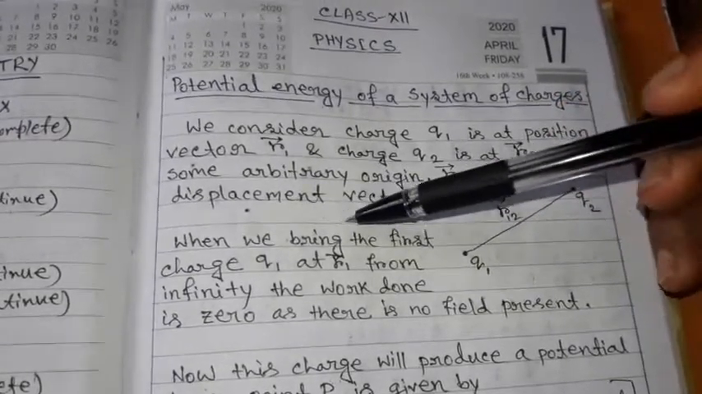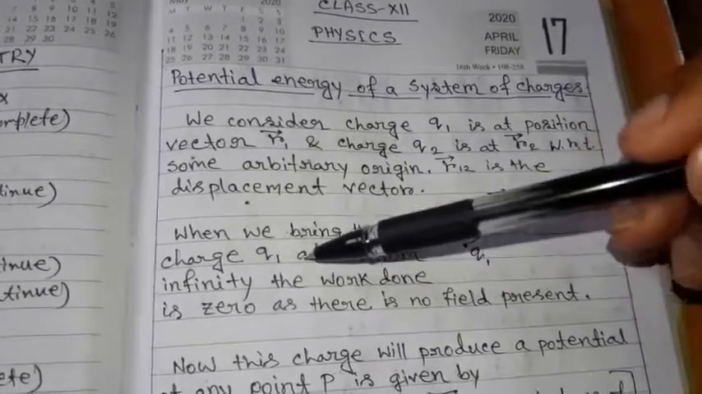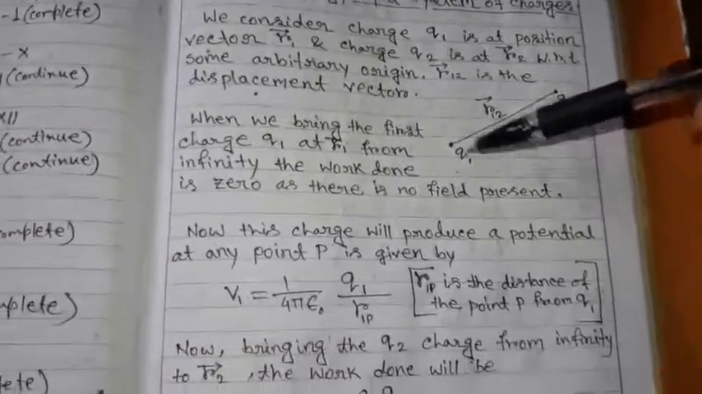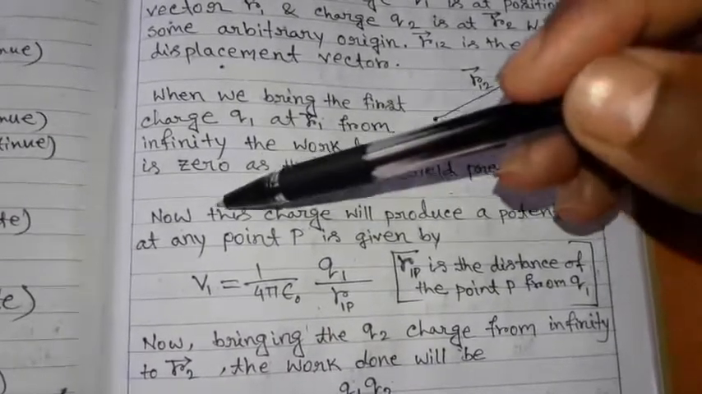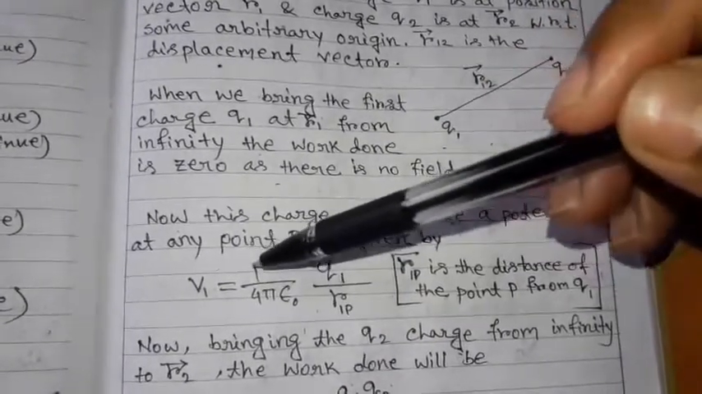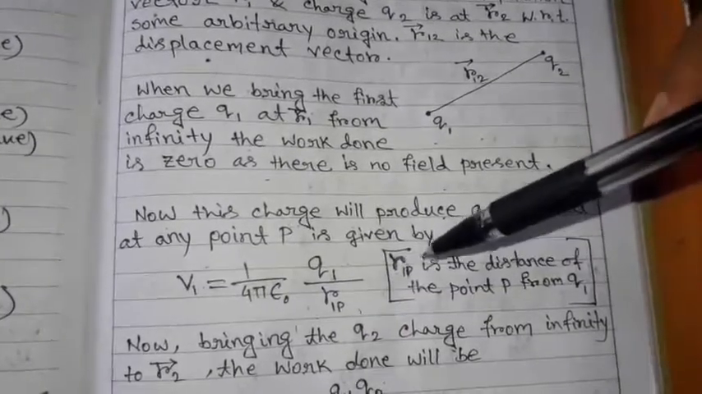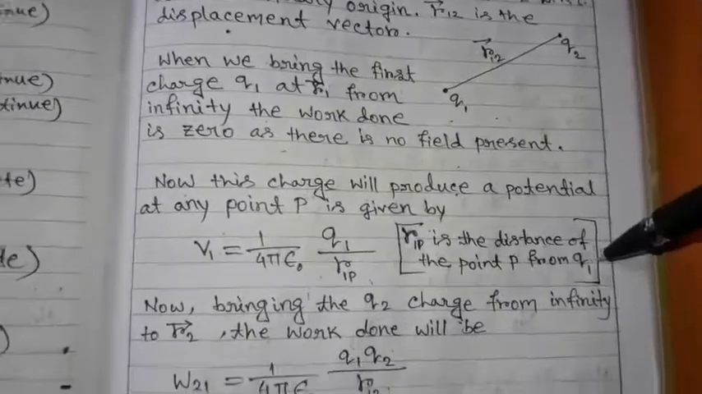When we bring the first charge q1 to r1 from infinity, the work done is 0 as there is no field present. Now this charge will produce a potential at any point P given by V1 equal to 1 by 4 pi epsilon 0 q1 by r1p. r1p is the distance of the point P from q1.